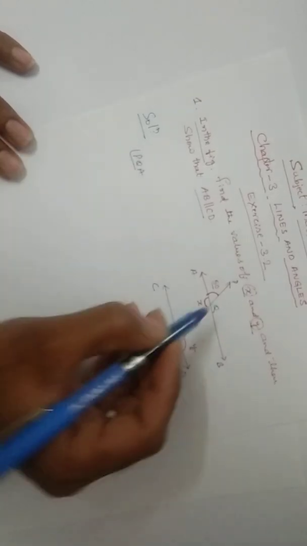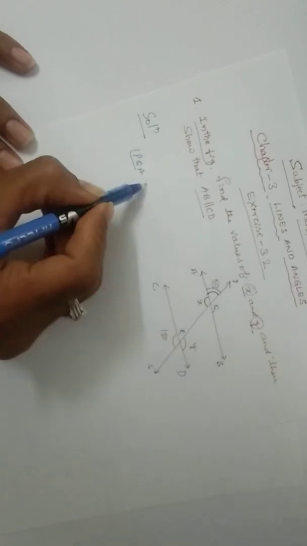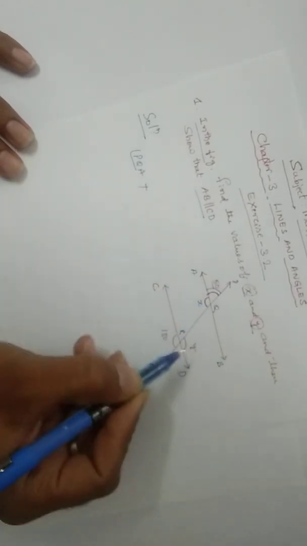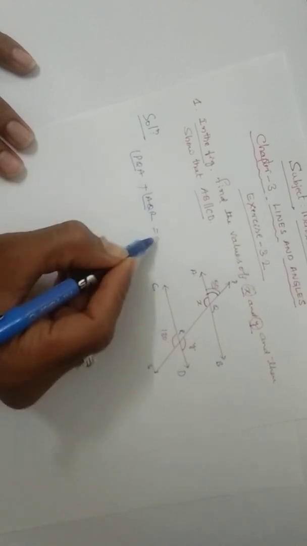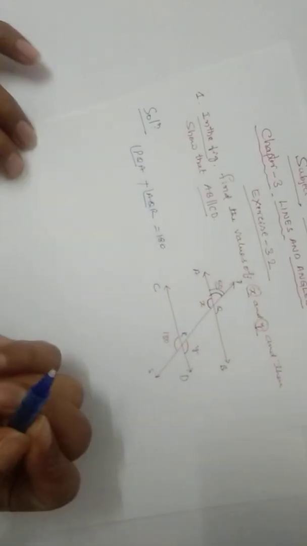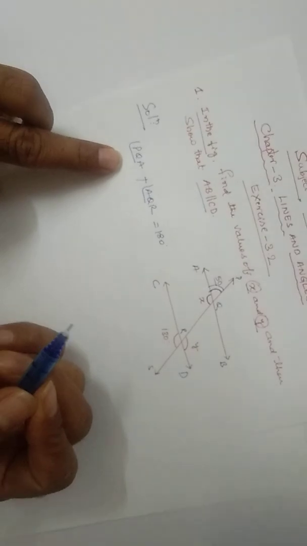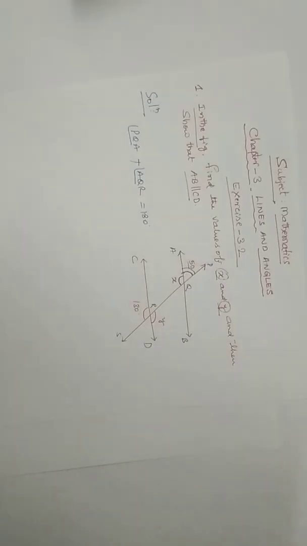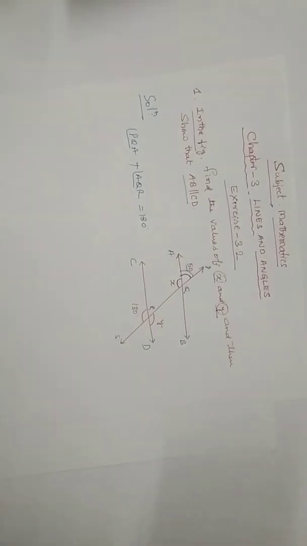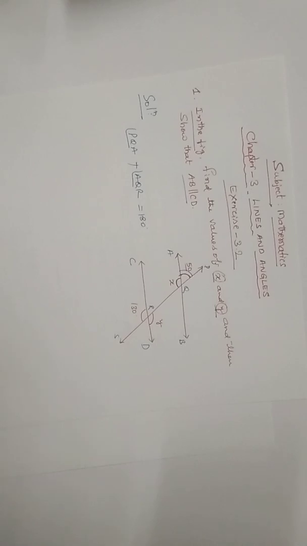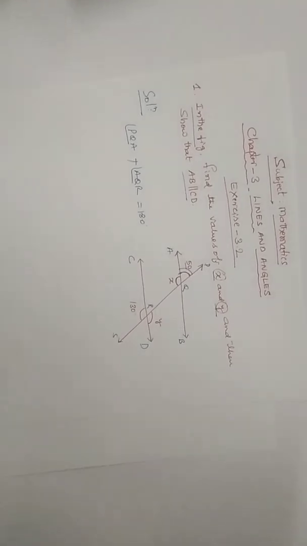PQA, this angle, plus AQR, this angle, is equal to 180 degrees. This is because of the complementary angles. Or otherwise, we can also see this in Axiom 3.1. What does Axiom 3.1 say? If a ray stands on a line, then the sum of the two adjacent angles so formed is 180 degrees.